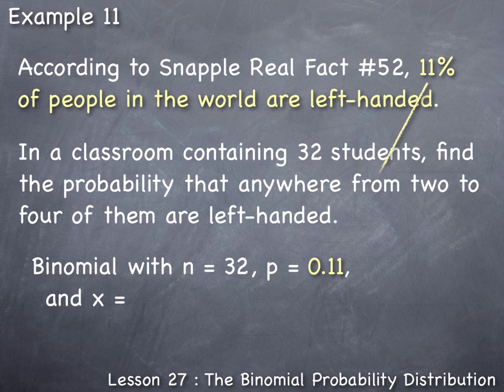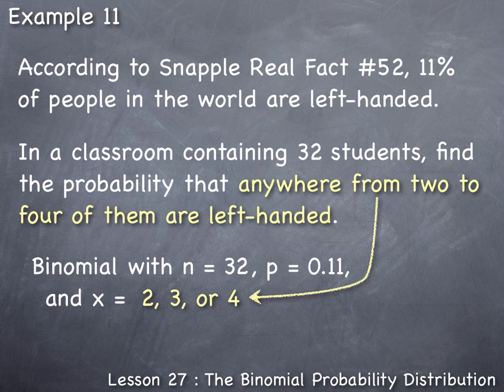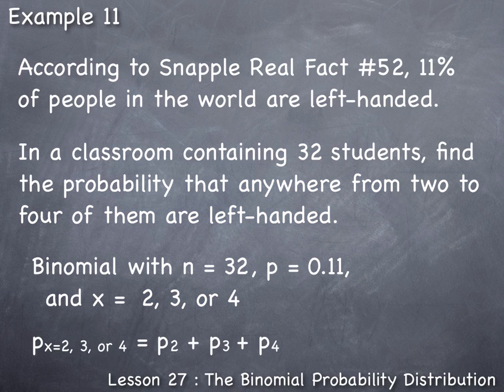Now x, the random variable, is based off the question. Here we're trying to find the probability that anywhere from 2 to 4 of them are left-handed. So the value of the random variable that gets you anywhere from 2 to 4 of the students being left-handed would be x equals 2, 3, or 4. So to find this probability, we just need to use the binomial probability distribution and find the values for x equaling 2, 3, or 4.